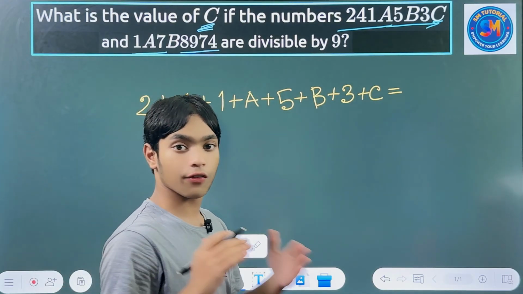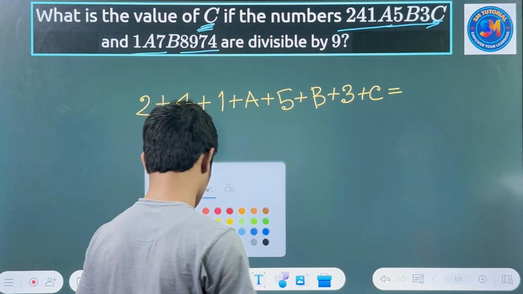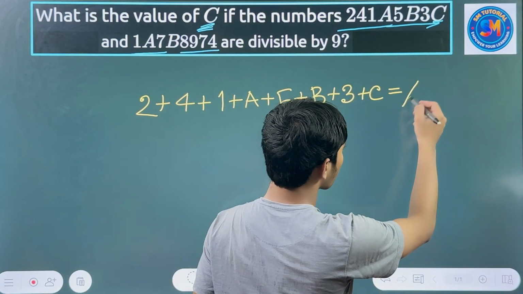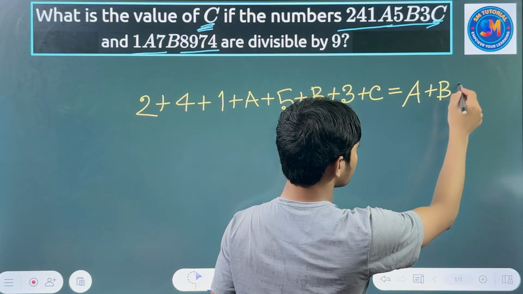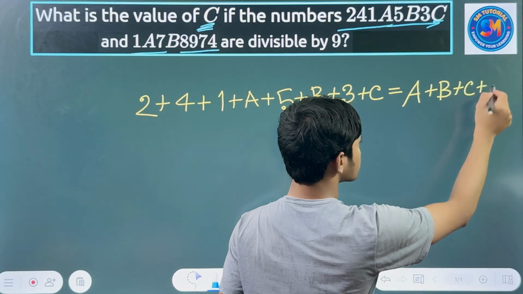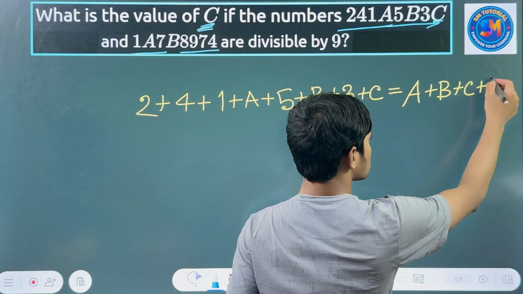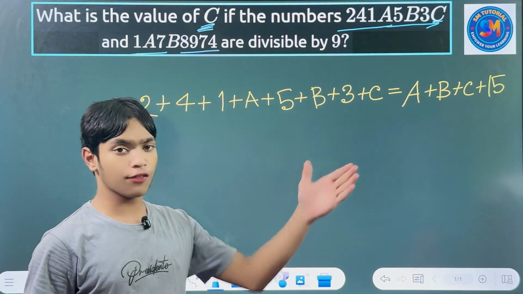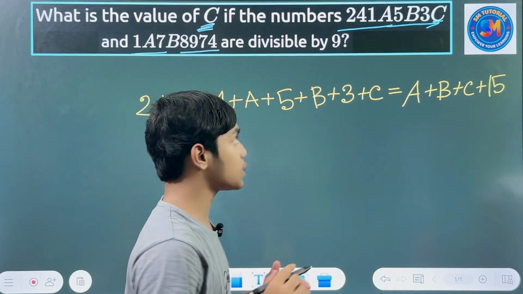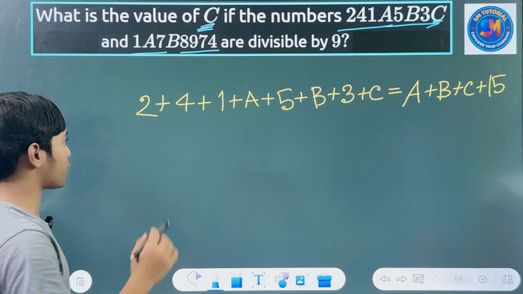You don't know the value of A, B, C, so you will write it the same way: A plus B plus C plus, and what is the summation of the numbers? This will be 15. Okay, this will be 15.